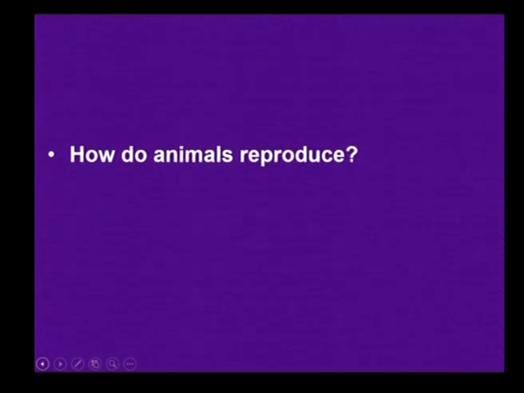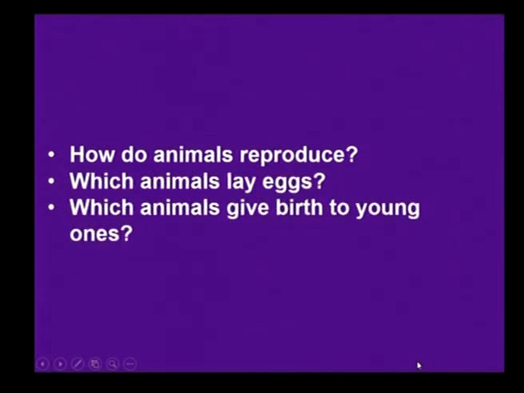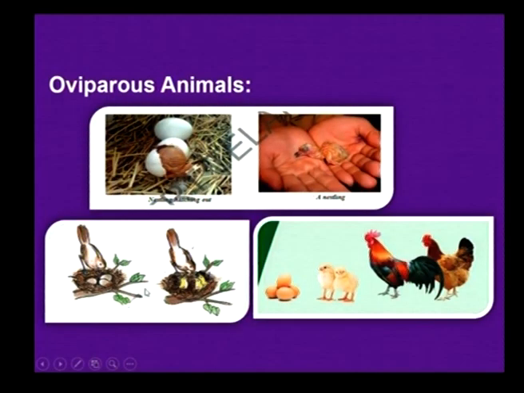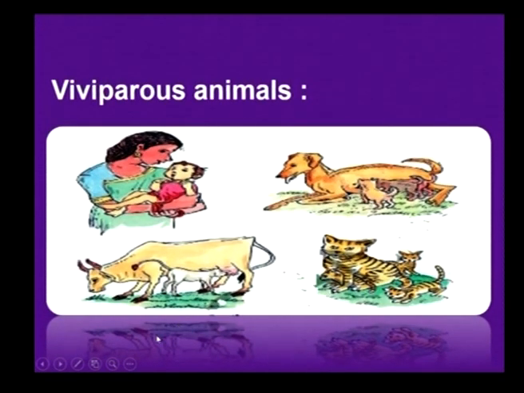Is it amazing? How do animals reproduce? Which animals lay eggs? Which animals give birth to young ones? Some animals lay eggs, incubate them and grow up the young ones. They are called oviparous animals. Usually birds, lizards, snakes and fishes lay eggs. Viviparous animals are the animals which give birth to young ones. Human beings, dogs, cats, cows are examples of viviparous animals.